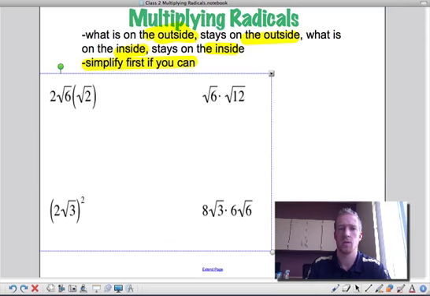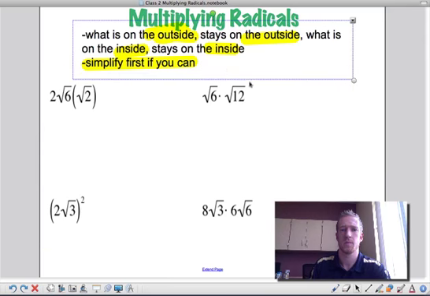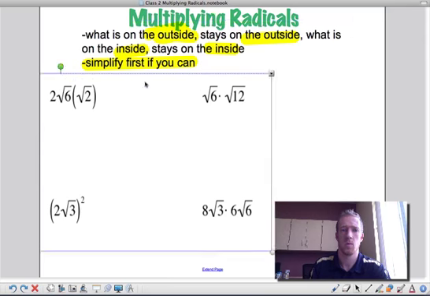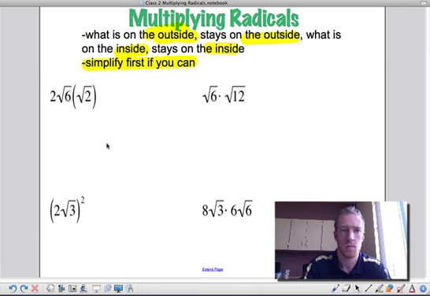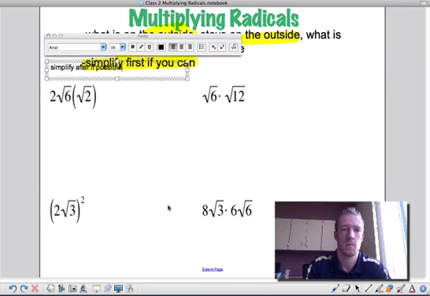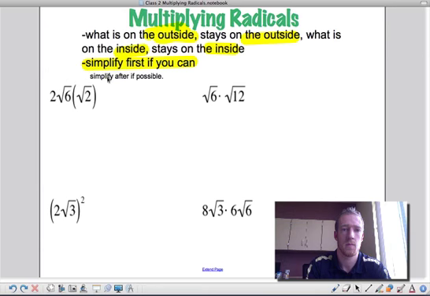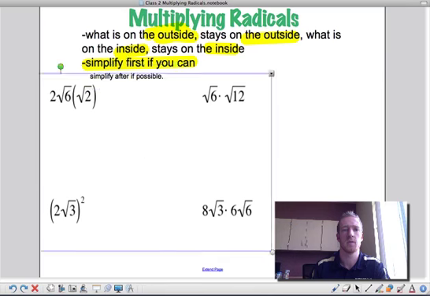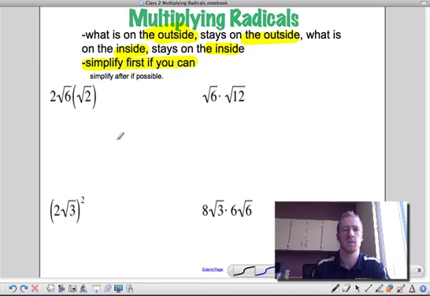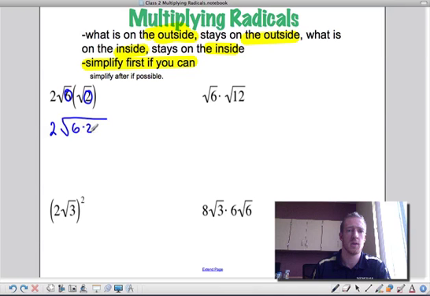simplify after as well. Alright, so you're going to always check that. Simplify after if possible as well. So, we're going to simplify, root 6 can't be simplified, root 2 can't be simplified, so we're going to multiply the insides. There's nothing on the outside, so there's a 2, and then 6 times 2.